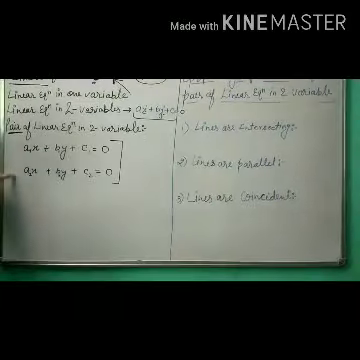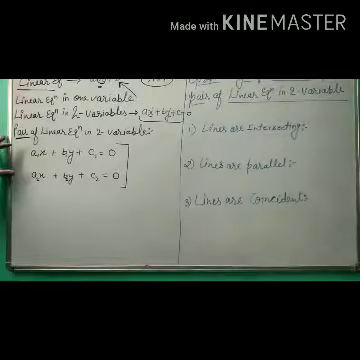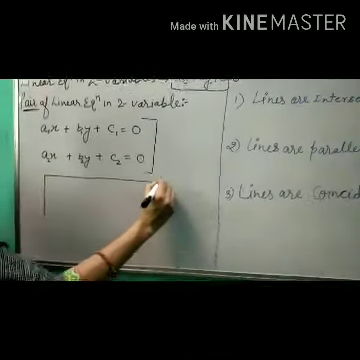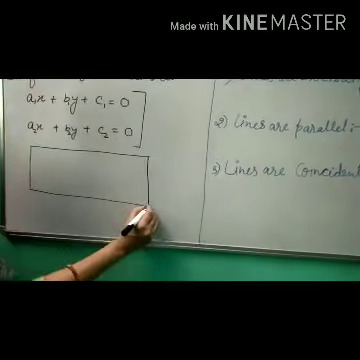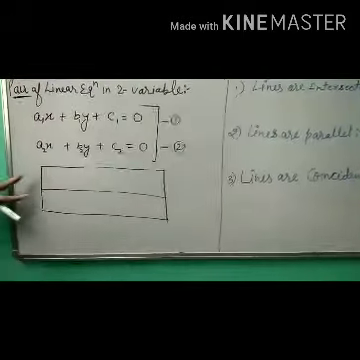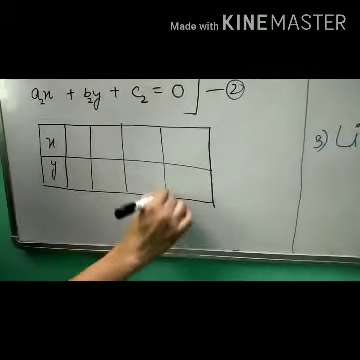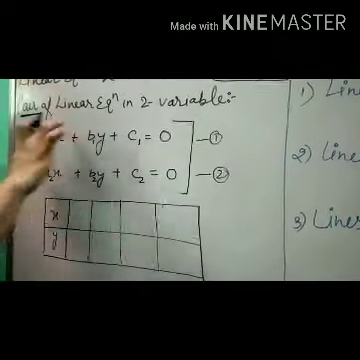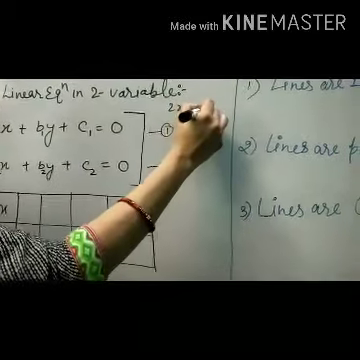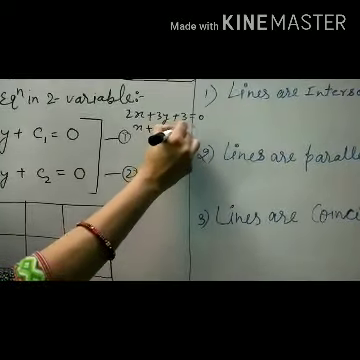In both equations we have two variables. Graphically we will solve both the equations. How? We will make a table for the first equation and for the second equation as well. We will draw two tables and write x and y here. Now in both equations we have the form a1, a2, b1, b2. We can write the equation 2x plus 3y plus 3 is equal to 0, or anything else, like x plus y plus 2 is equal to 0.